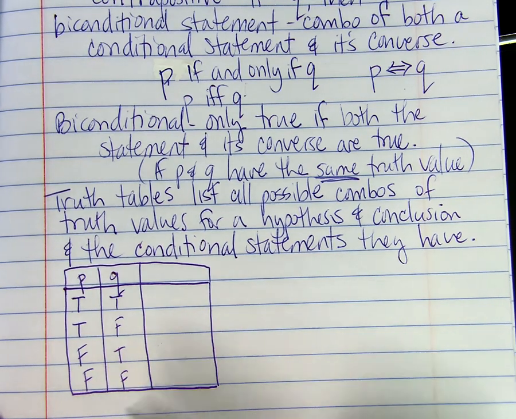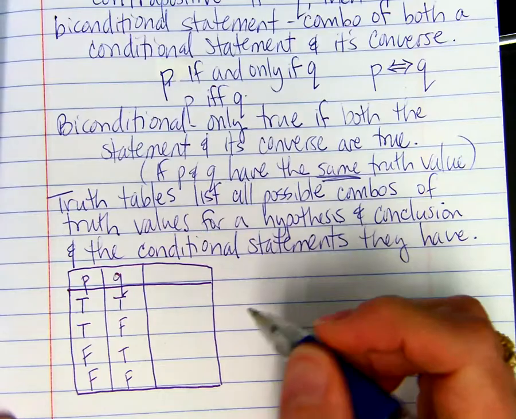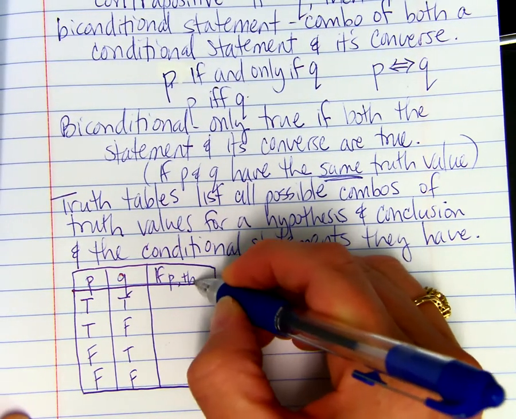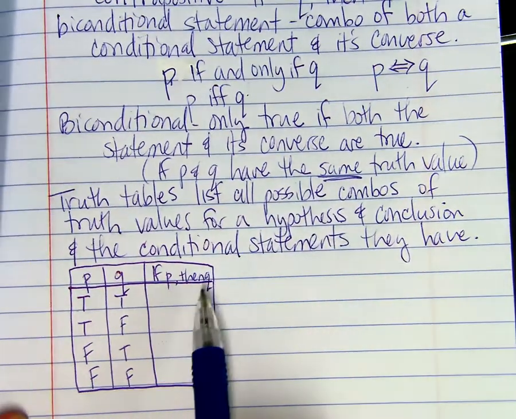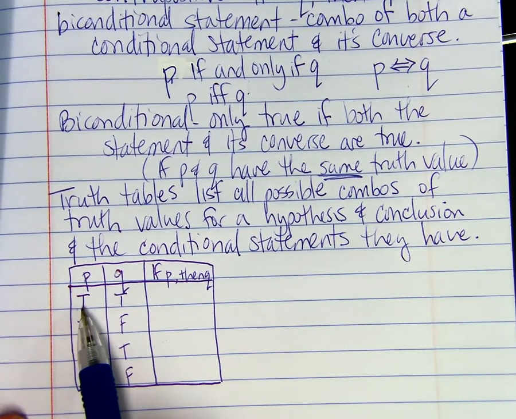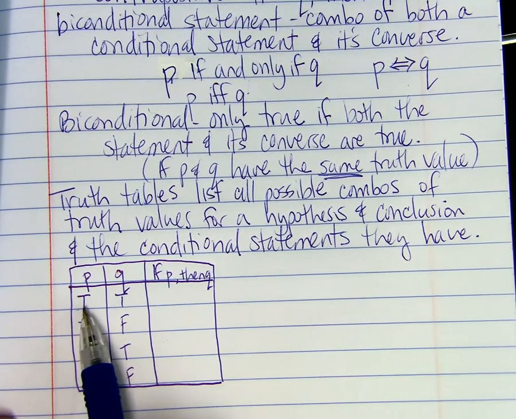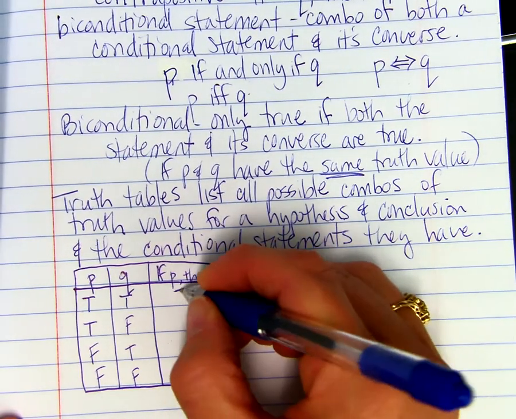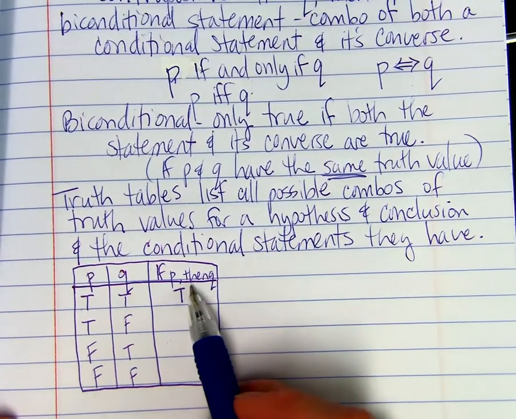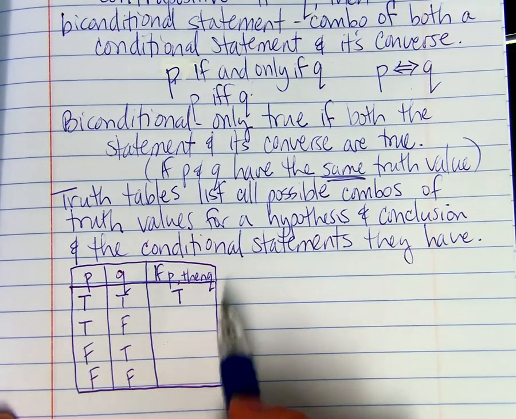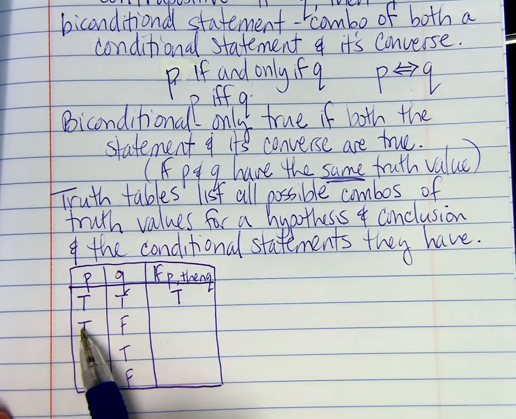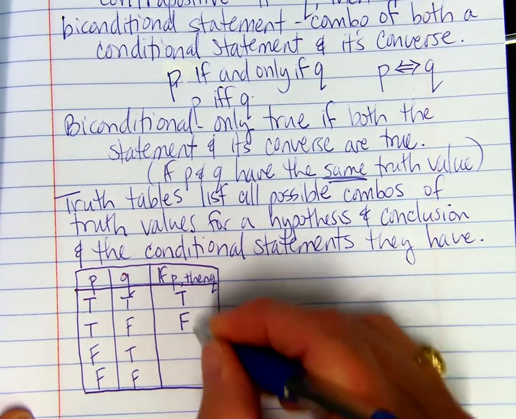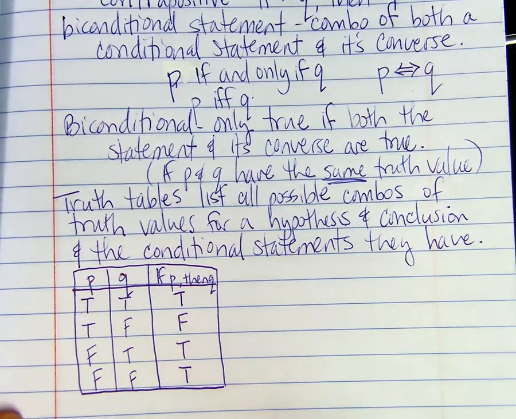false, true, false, false. And then you look at that and you can think, if P, then Q. So if the hypothesis is true and the conclusion is true, then the statement will be true. And one thing to know, this conditional statement is only false if the hypothesis is true and the conclusion is false. So you can fill in a false here and then the rest will be true.